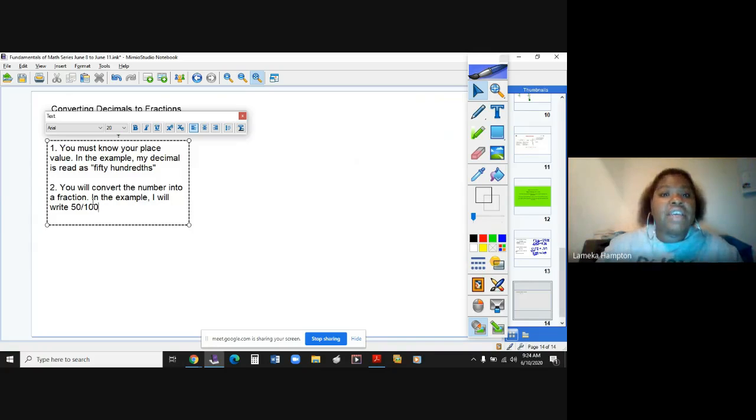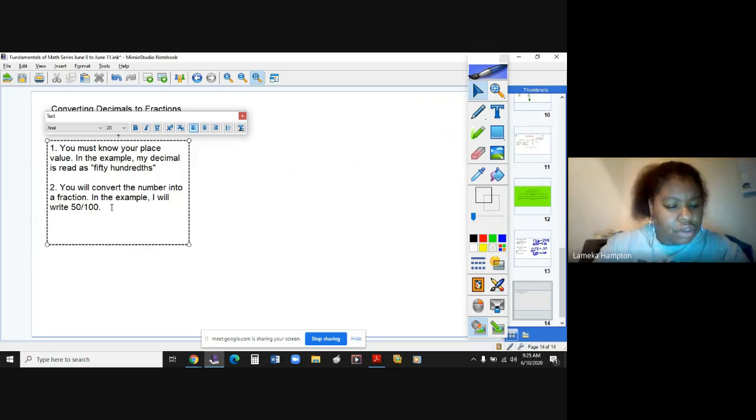Because when I read the decimal again, it says 50 hundredths. So because I'm reading it as such, however I say it, that is how I will write it in a fraction. So 50 hundredths is 50 over 100. Okay. So, and then of course, with any fraction, you must simplify. I want to make sure that we put that in here as well.